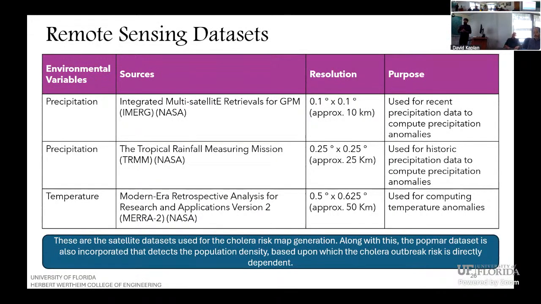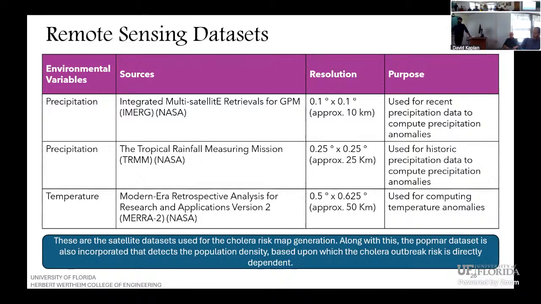Then why do we need 2 different satellites or different sensors? One is GPM and the second one is TRMM. The thing is that TRMM is no longer continuing, so it's providing us with the long-term mean in order to calculate the anomalies, while GPM is a more recent satellite that came to surface in 2015. It's used for the recent precipitation data and to compute anomaly, while TRMM is used to understand what the long-term mean is of a particular area for a particular time frame.